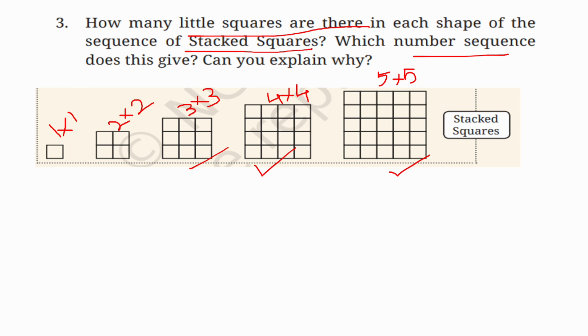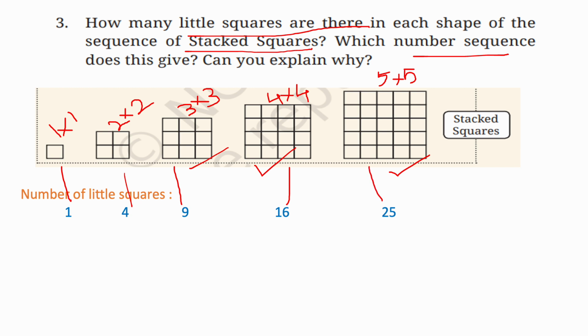Then, the number of little squares in each of these stacked squares. In the first case, how many little squares are there? Only 1. Then in the 2 by 2 square, 2 into 2, 4. 4 little squares are there. In 3 by 3, 3 into 3, 9. Then in 4 by 4, 4 into 4, 16 little squares are there. In 5 by 5, 5 into 5, 25 little squares are there.